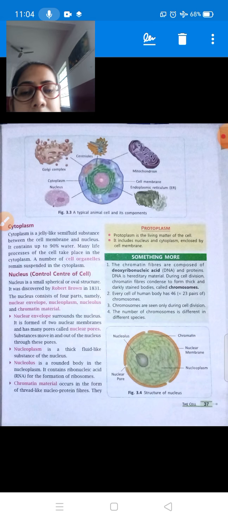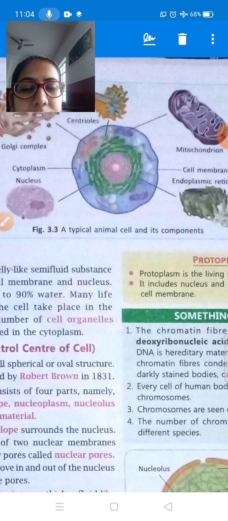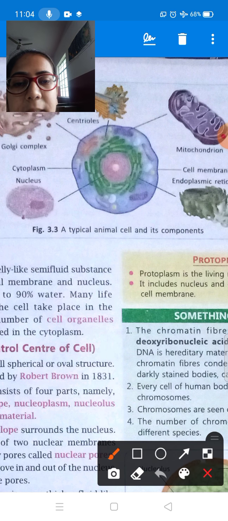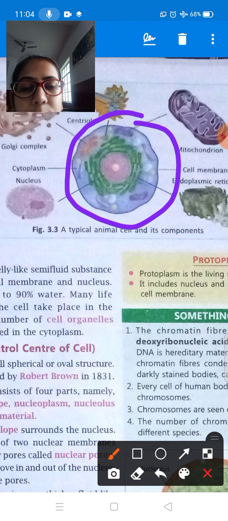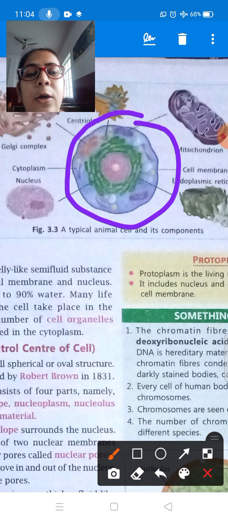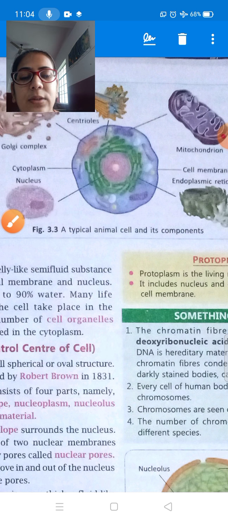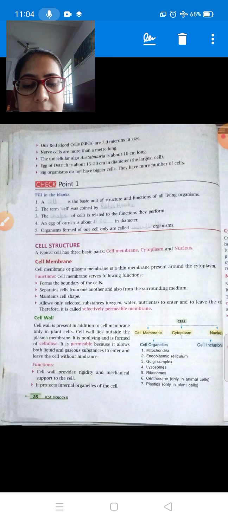For example, if this is a cell, and it is an animal cell, but if it is a plant cell, then outside the cell membrane, the cell wall is present. The cell wall is present outside the cell membrane only in plant cells. Now it is made up of, students, cellulose. The cell wall is made up of cellulose, and it is a non-living membrane.